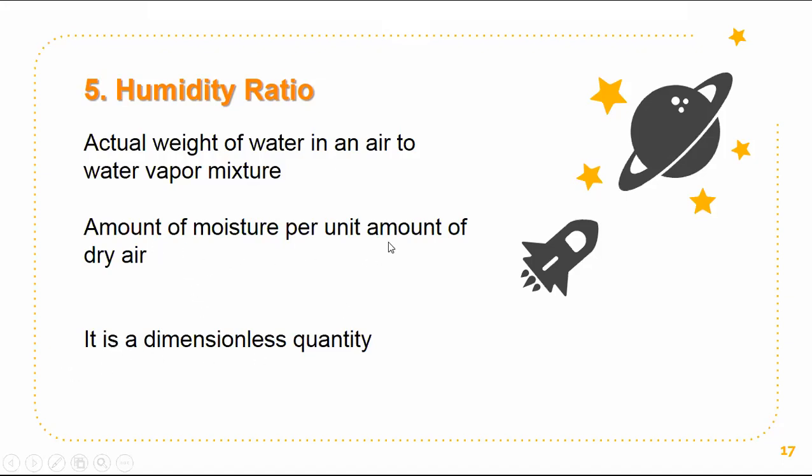But nonetheless, I ask my students to really write kilograms, for example, kilograms moisture or kilograms water vapor per kilogram of dry air. Actually, they cannot cancel each other because they are referring to two different parts of your mixture. But nonetheless, if you're going to look at the units, it is also a dimensionless quantity. So humidity ratio or humidity or specific humidity, meaning the same thing: amount of moisture per unit mass of dry air.